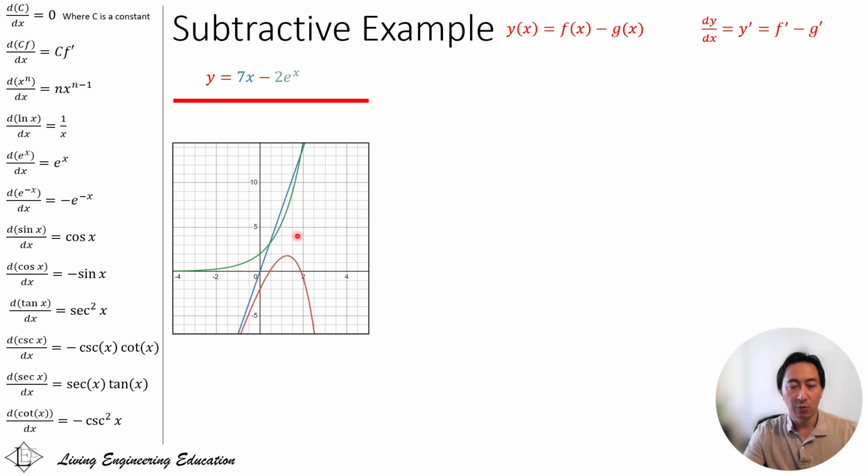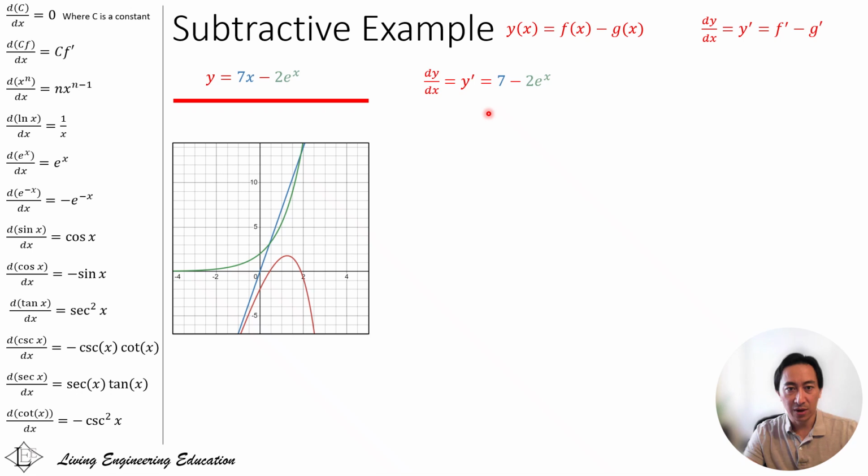Okay, so now if I want to take the derivative of this, I could take the derivative of 7x and then separately take the derivative of 2 times e to the x. So 7x, this looks similar to one that we did earlier. This would just be 7. 2e to the x, if we look at our e to the x derivative, it's just e to the x. So this will also just be 2e to the x.